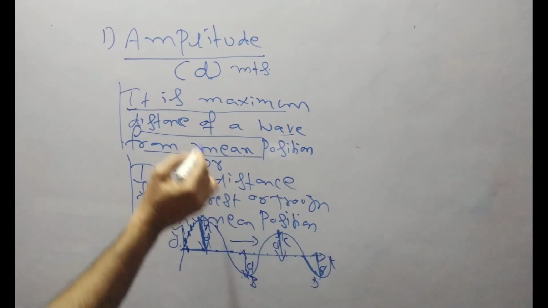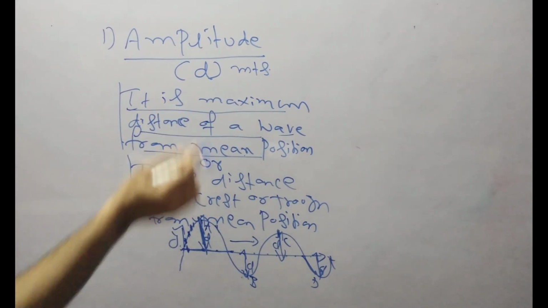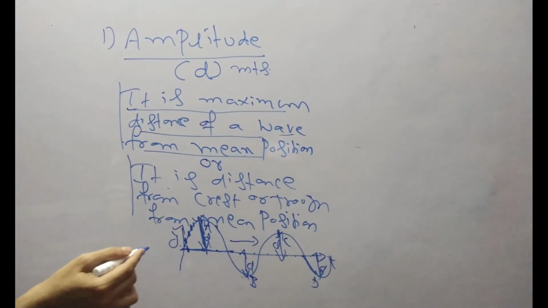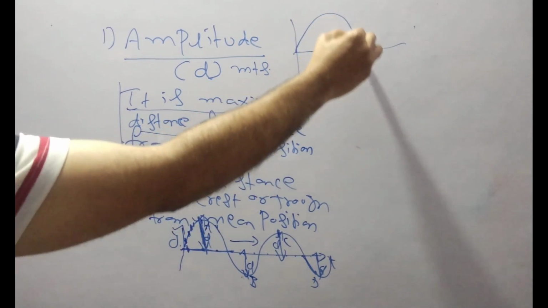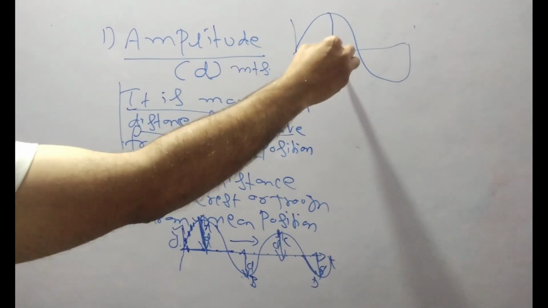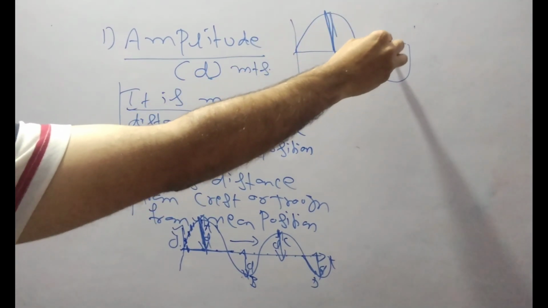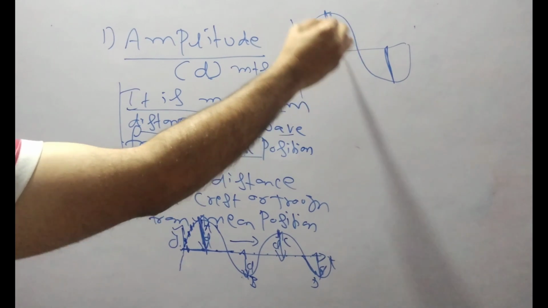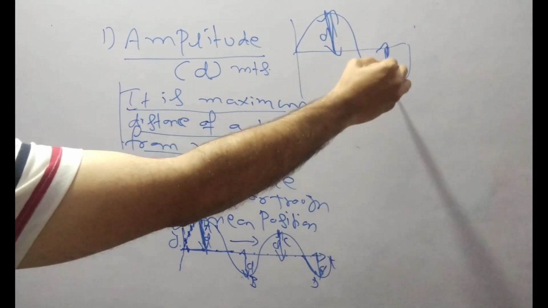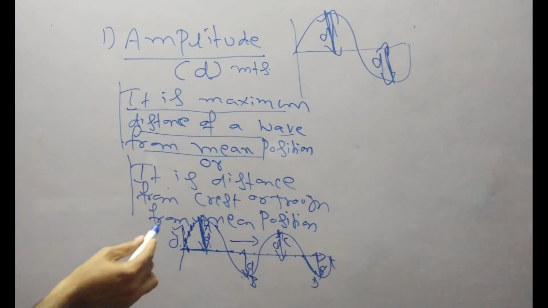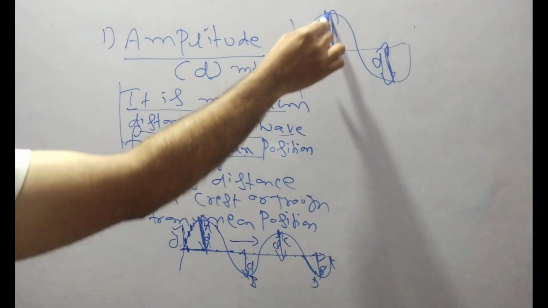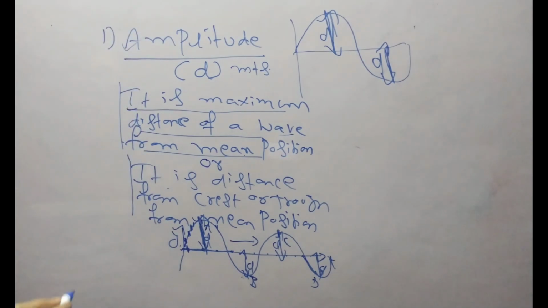So the maximum distance from the mean position is this. This is the wave here, and this is the maximum distance from mean position. This is d. So the maximum distance from the mean position is known as amplitude.